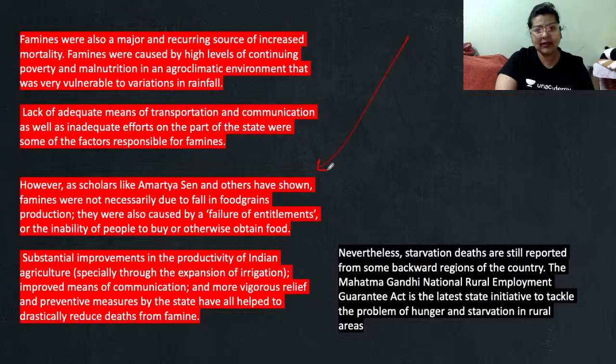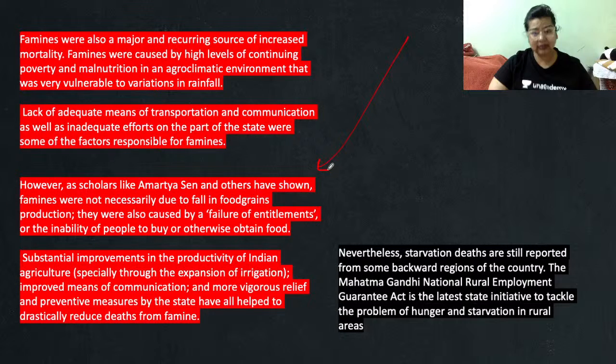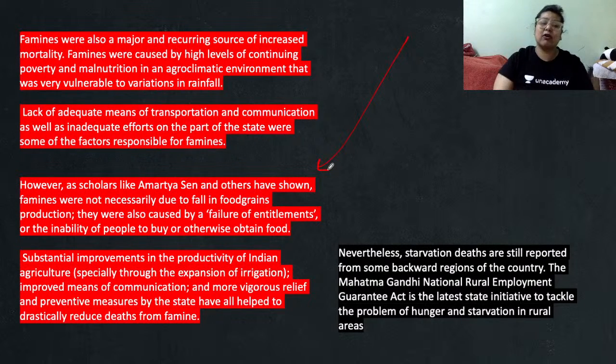Okay, nevertheless, please remember, it was also about starvation and death. There were different numbers of deaths reported in the country during this time, from the backward regions. However, there were inadequate transportation, inadequate communication, as well as inadequate efforts from different parts and states. These were factors responsible for the famines, not just food scarcity, but these things also played an important role in why the famines were caused.